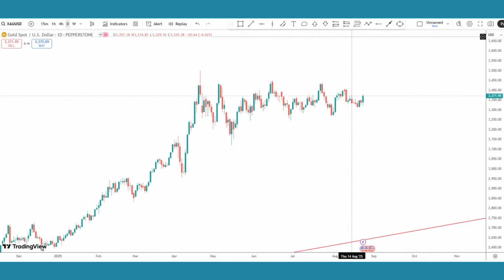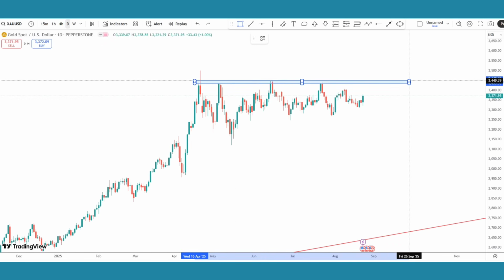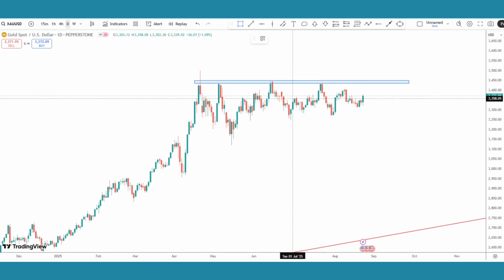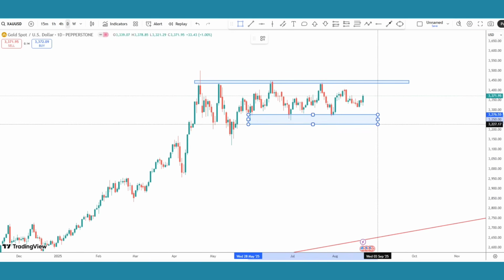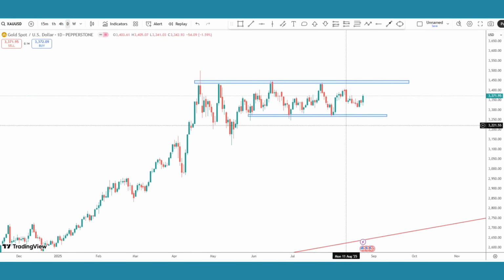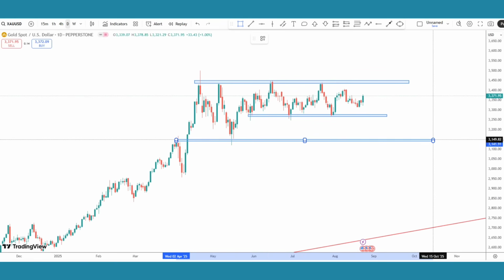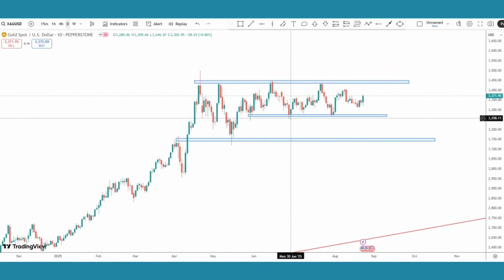we can identify some key areas here. We can identify a key area of resistance over here, so we'll just plot that. Okay, and again, key areas of support, so two of them. We have one just there, but we adjust it a bit when we go to a much lower time frame, and then we have another support area here. So these are the major support areas that we have identified.